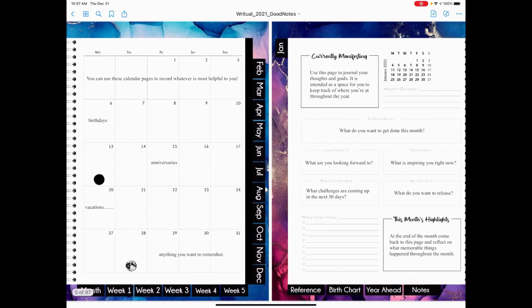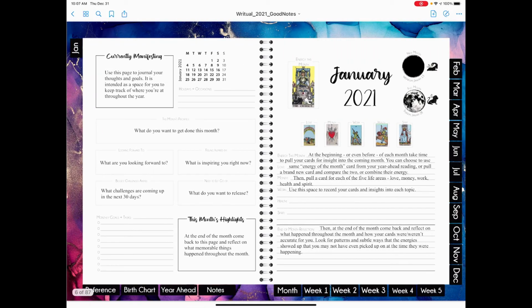So then the next page after that in every month is this overview journal spread. So on the left-hand side, this is not tarot related. This is your journal space to just record your thoughts, your goals, your intentions.